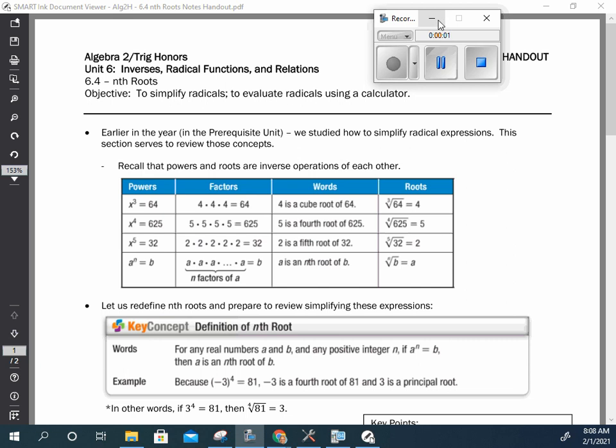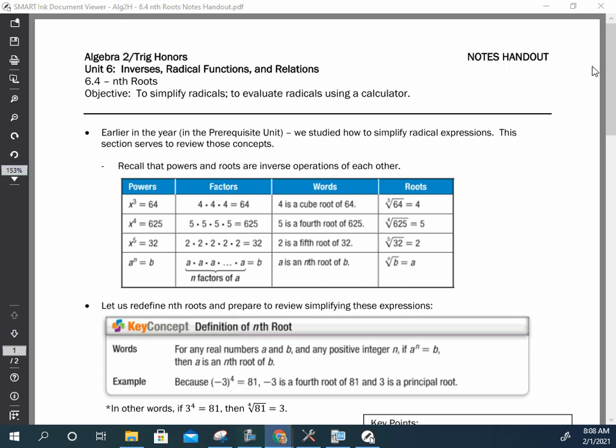So section 6.4 actually reviews a concept that we did all the way back at the beginning of the year when we started simplifying square roots and radicals. So in the prerequisite unit, we did look at how to simplify a radical expression. So we're essentially reviewing that particular concept.